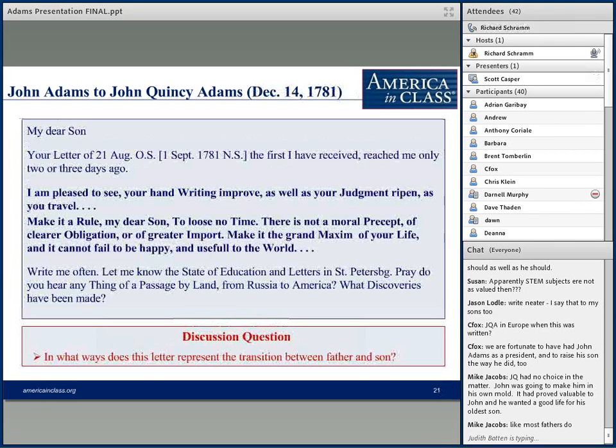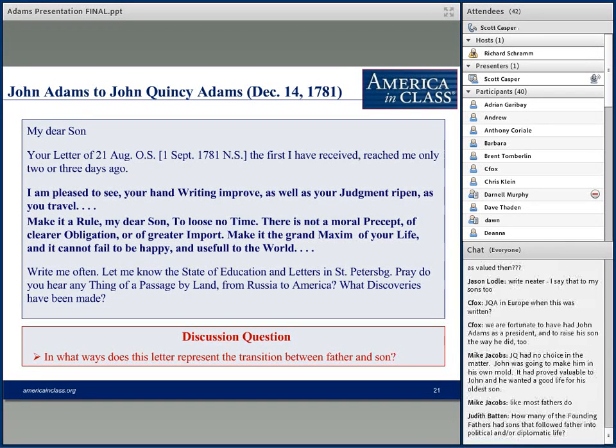Let's go on to a letter from John to John Quincy later in the following year. It's now December of 1781, and John writes to John Quincy, "My dear son, your letter of 21 August OS, 1 September 1781 NS, the first I have received, reached me only 2 or 3 days ago. I am pleased to see your handwriting improve as well as your judgment ripen as you travel. Make it a rule, my dear son, to lose no time. There is not a moral precept of clearer obligation or of greater import. Make it the grand maxim of your life, and it cannot fail to be happy and useful to the world.